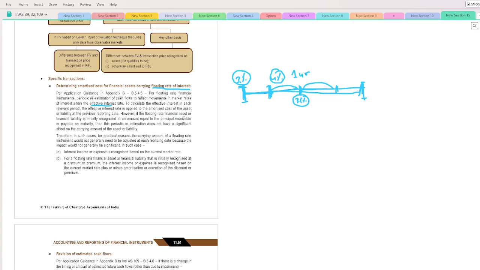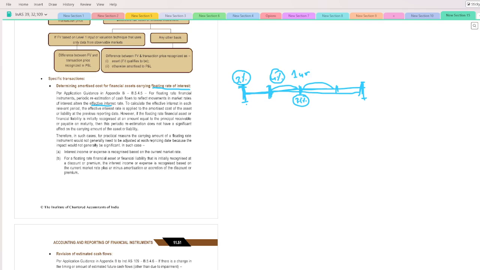However, if the floating rate financial asset or the financial liability is initially recognized at an amount equal to the principal receivable or payable on maturity, that is at par, then the periodic re-estimation does not have a significant effect on the carrying amount. Like here, miss, I'm going a little bit in detail, but just at a high level. Just don't ask me what the logic is, because if I explain the logic, it will take one more session, and I think it's not of use.